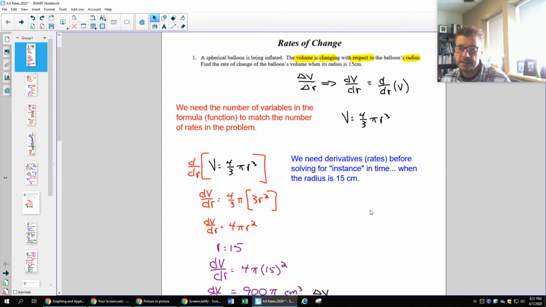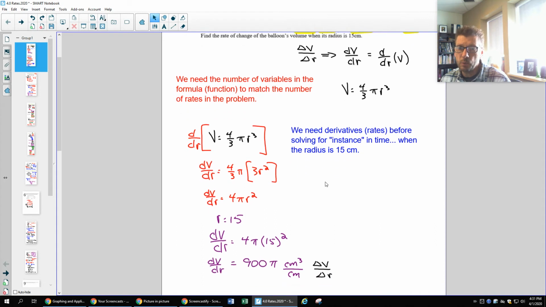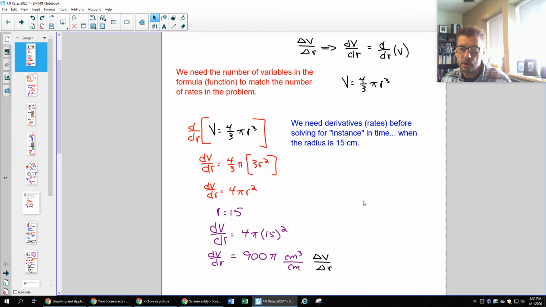Once you've got a function, now we're just taking derivatives. We're going to apply the product rule, chain rule, quotient rule, whatever we have to do. 4/3 pi is constant, so we don't have to do anything with it. We just take the derivative of r cubed, 3r squared. The derivative of volume is dV/dr. Simplifying, and now we've got our rate.